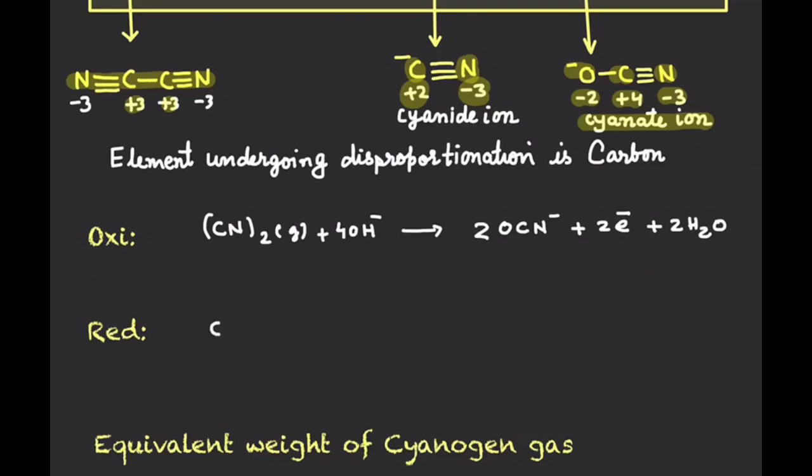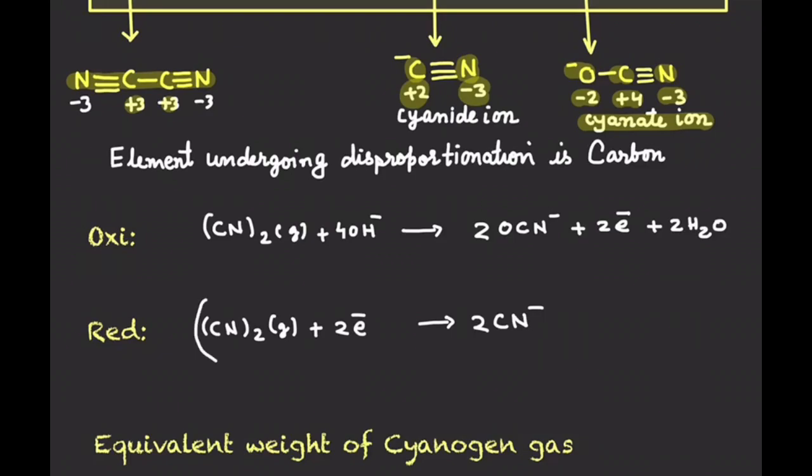Same way we can calculate for the reduction reaction. (CN)2 in gaseous state is converted into cyanide ion CN minus, where carbon is present in +2 oxidation state. So one carbon atom from +3 oxidation state is moving to +2 by taking 1 electron. First we balance the number of carbon atoms, then on the left hand side there should be 2 electrons, so carbon from +3 is going to +2. Now we have to balance the charge. Charge is already balanced and nitrogen is balanced, so this reduction half cell is balanced.